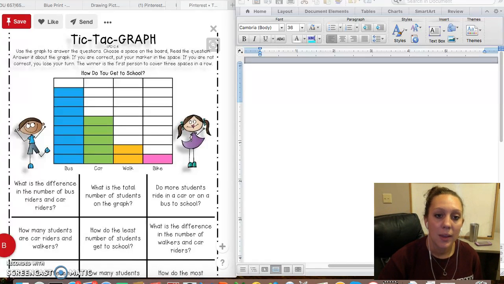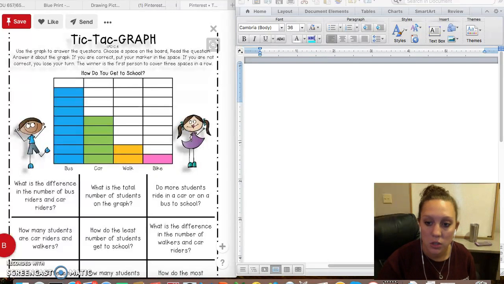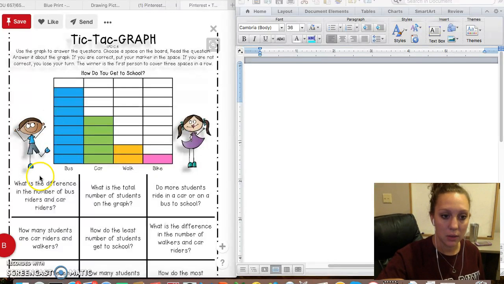Okay, so now we are going to look at how to interpret some different graphs. We're going to start with a pictograph, and I know that we know how to read them, but sometimes reading the questions can be a little bit more difficult. So we're going to go over again some of the words and some of the questions that you can see right here, and then we're going to work them out together.